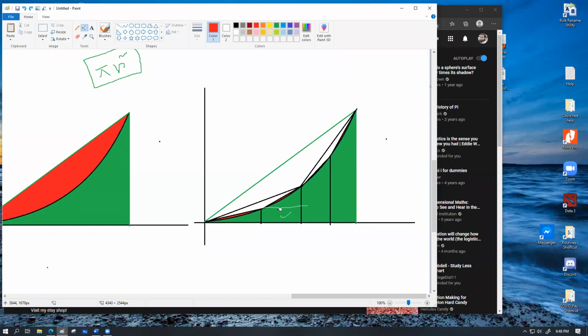Hello? I had a question. Yes, go ahead. Sir, what if we find out the area of the square, rectangle, whatever it is, and then subtract the 1/4 of a circle from it?